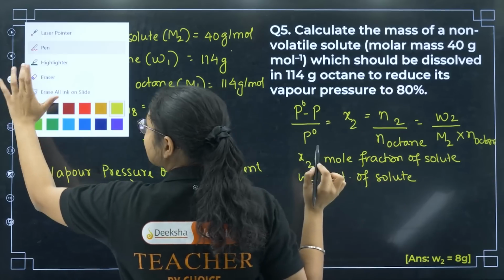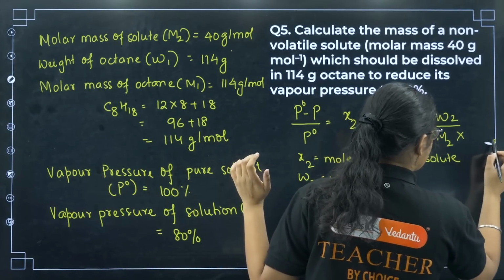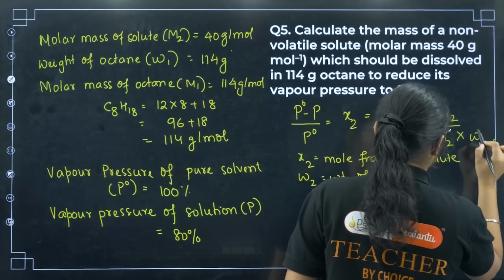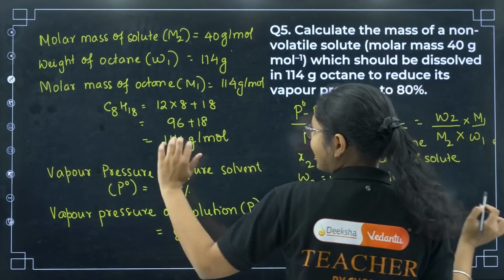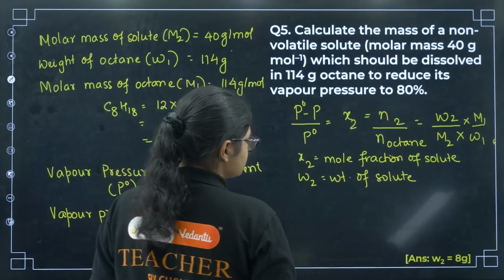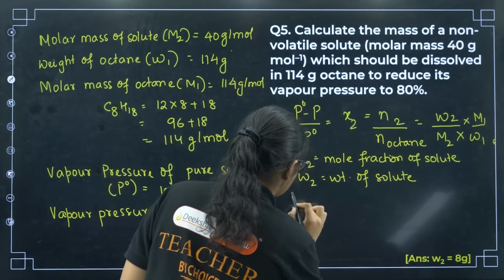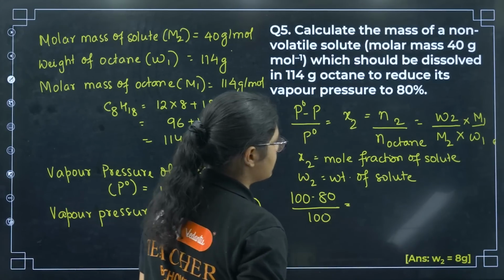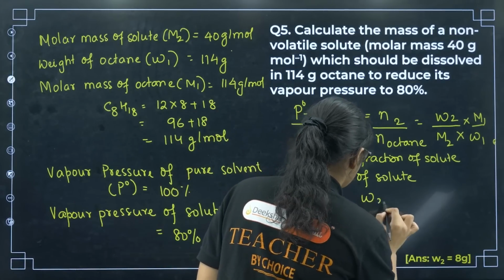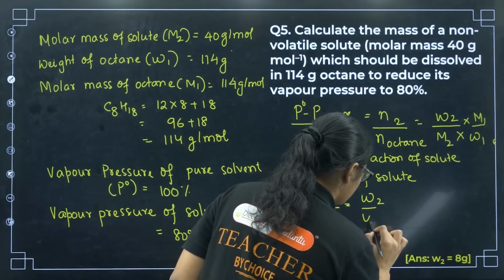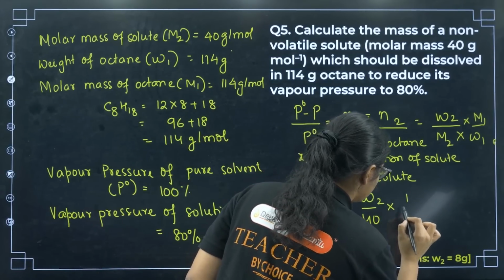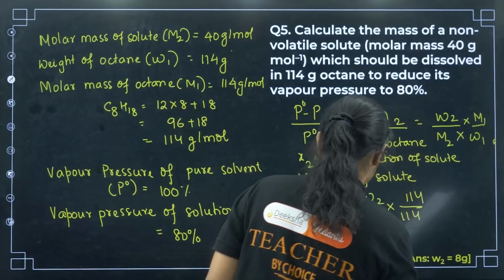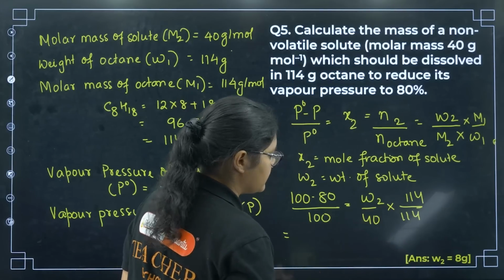Okay, and eraser, I'll write N of octane. In place of that I will write W1 into M1, because that I have already mentioned, that is W1 and M1. So now I will substitute P0 minus P, that is 100 minus 80 by 100, is equal to W2, I have to find out. M2 I already have 40, into W1, I have taken 114 by 114. So if I just solve this, I'll be getting 8 grams.